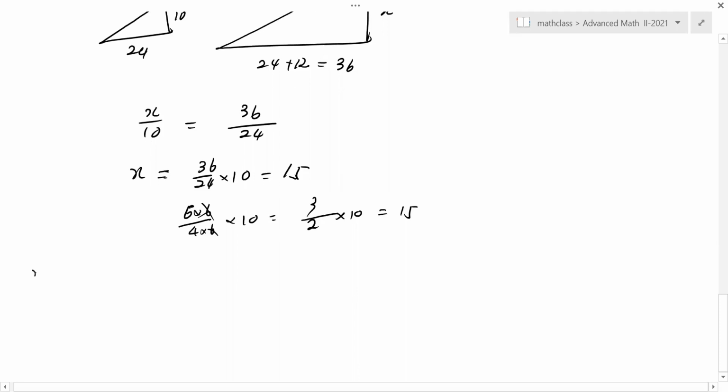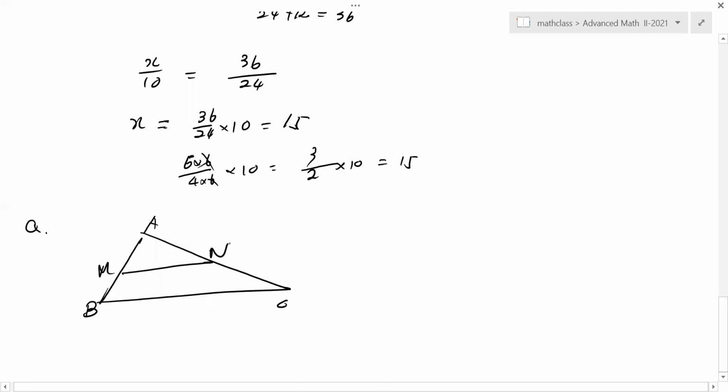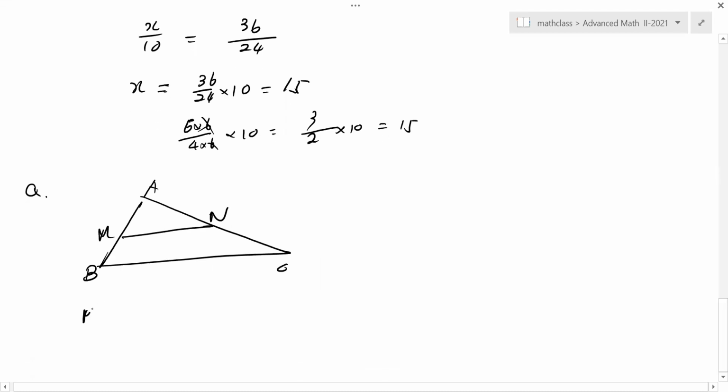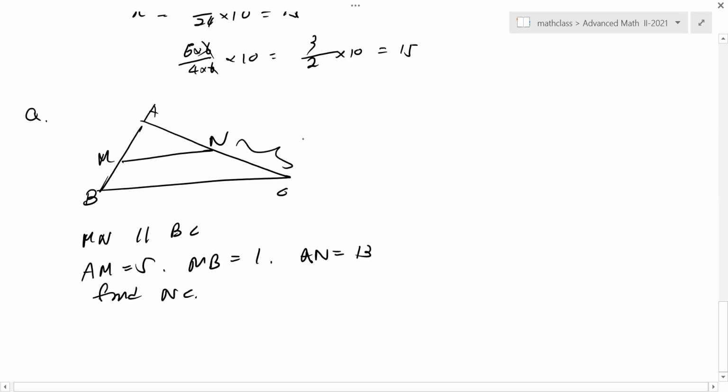Right, so let's try another one. This also requires finding the similarity of two triangles. You have two triangles. Here's A, and B and C and M and N. We know that MN is parallel to BC. I also know that AM equals 5, MB equals 1, AN equals 13. Find NC. I'll call this side X.